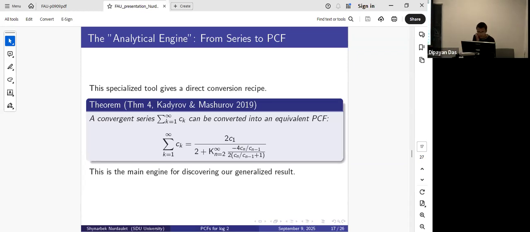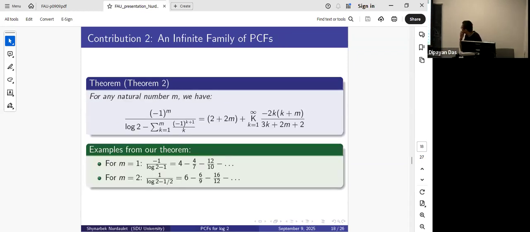Again, our theorem number 2: we propose that for any natural number n, this identity holds. For AN we have 2k, or k plus m divided by 3k plus 2m plus 2. So these are just some examples of our polynomial continuous fractions.